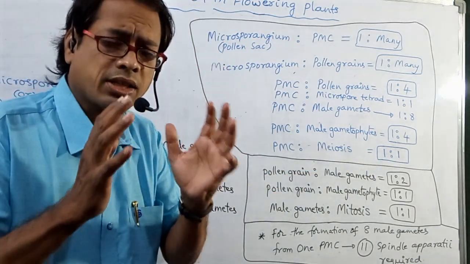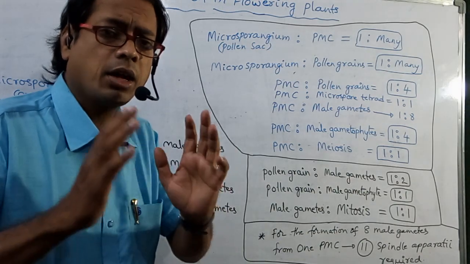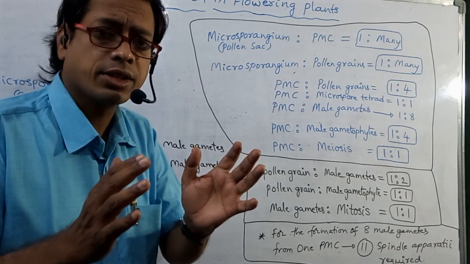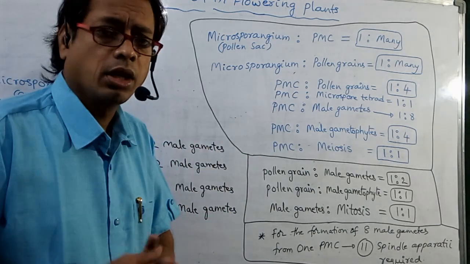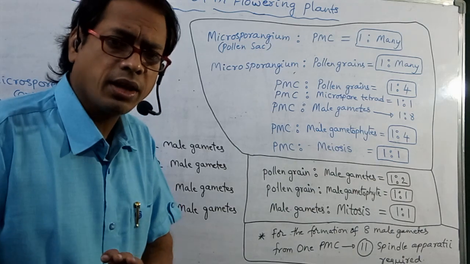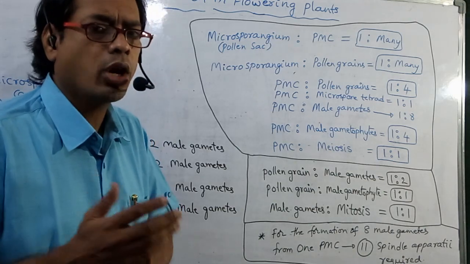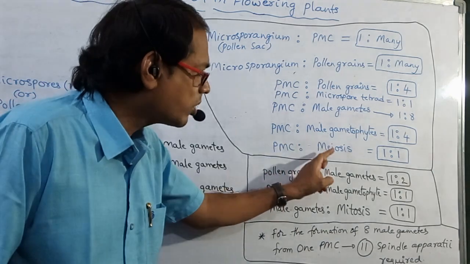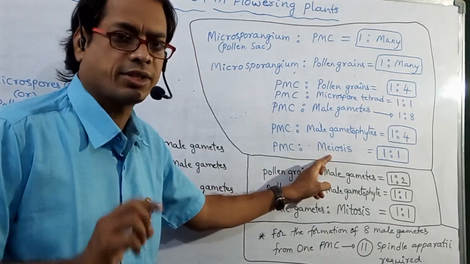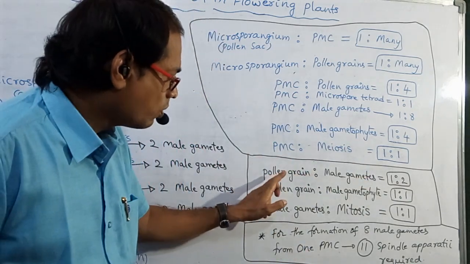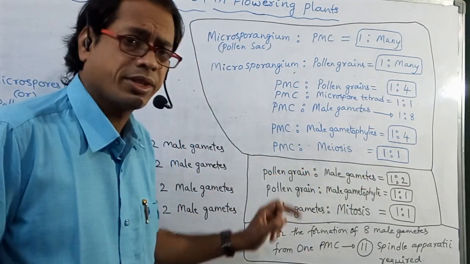The microsporangium contains 100 PMC. Number of meiotic divisions that occur? How many PMC given? 100. How many meiotic divisions occur? 100. So the number of PMCs is equal to the number of meiotic divisions. So 1:1. Another ratio. Pollen grain is to male gametes.